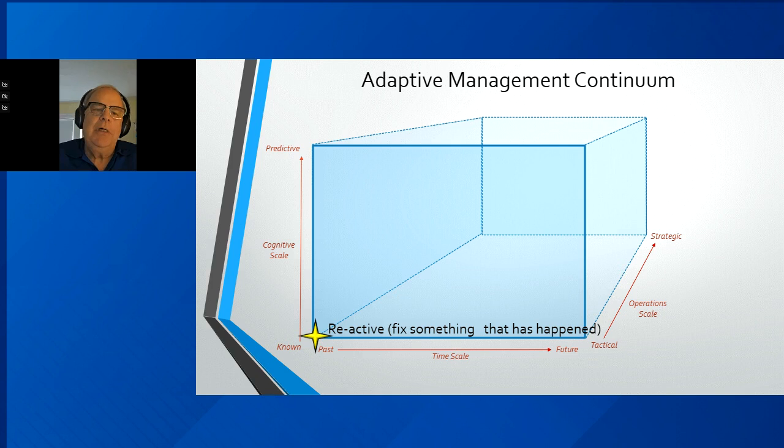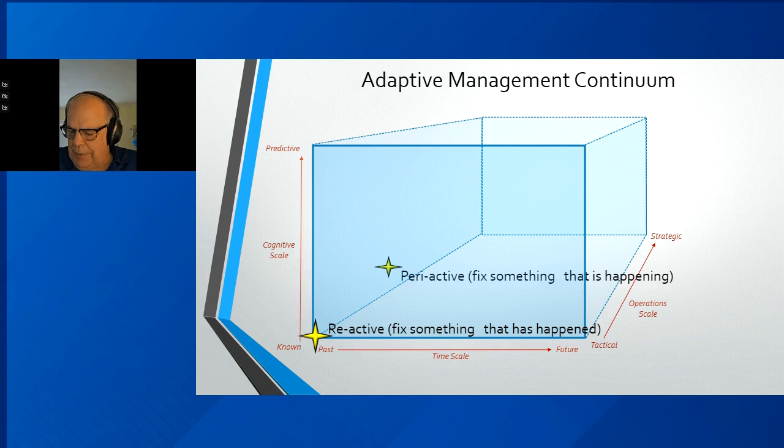And what we've done is we've identified 4 styles of management. Reactive management, that is what we traditionally see in the world. That is, fix something that has happened and make sure that its impact on the ecosystem being managed is as small as possible.